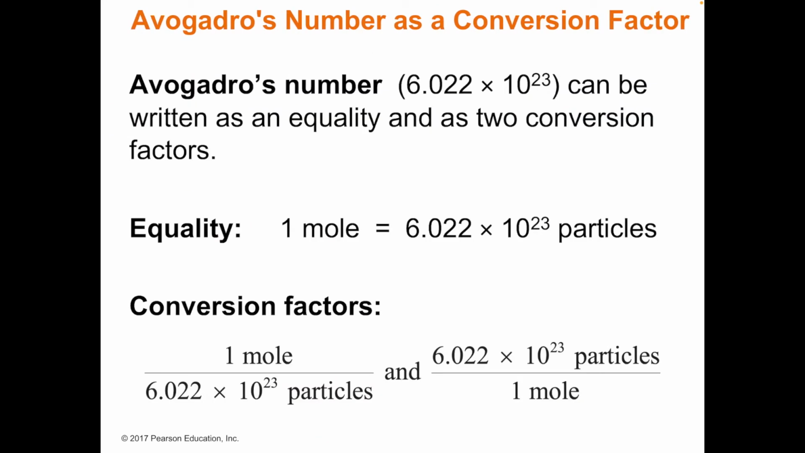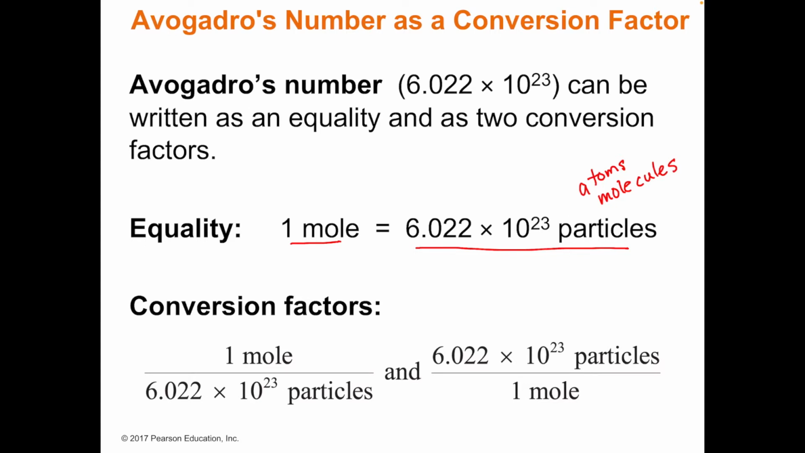So Avogadro's number, 6.022 times 10 to the 23rd, can be written as an equality. Our equality is that 1 mole is equal to 6.022 times 10 to the 23rd particles. And again, those particles could be atoms, they could be molecules, they could be puppies. It could be whatever it is, but it's 6.022 times 10 to the 23rd.